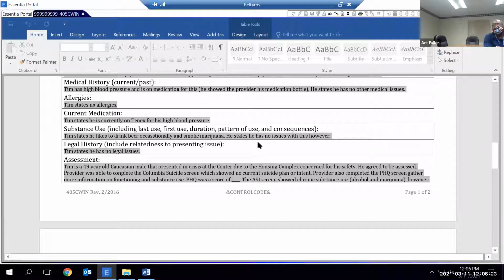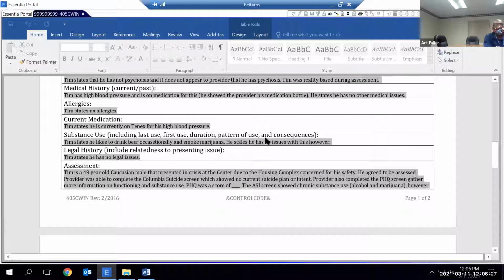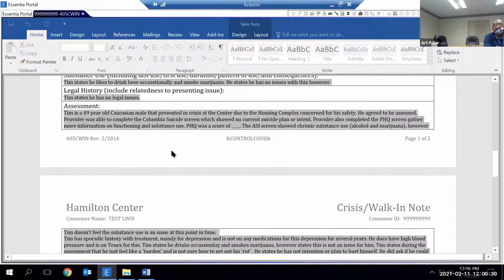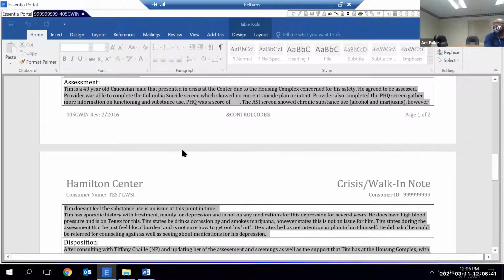So I might want to do an ASI, an addiction severity index screen here in a few minutes to see if there's any other substances, what's the frequency, how long has he been using. We'll go through that here in a minute. There's no legal issues. And then our assessment. I'm going to leave this screen right now. We're going to come back to the assessment and disposition.